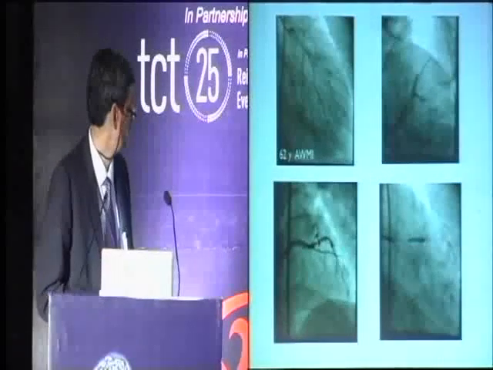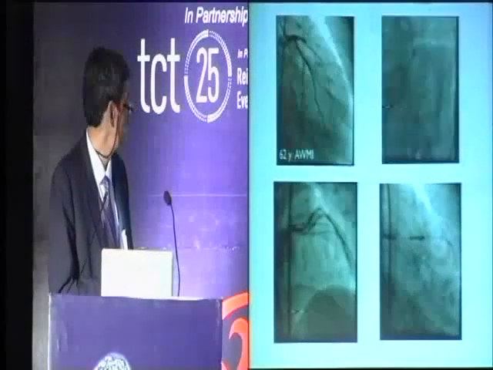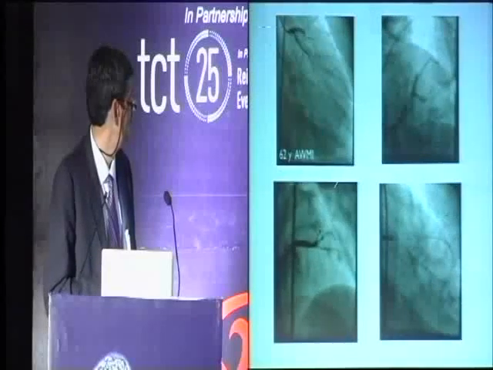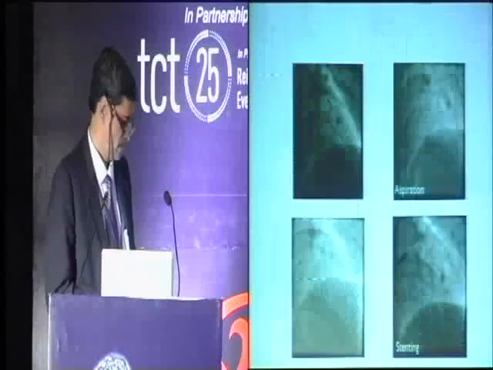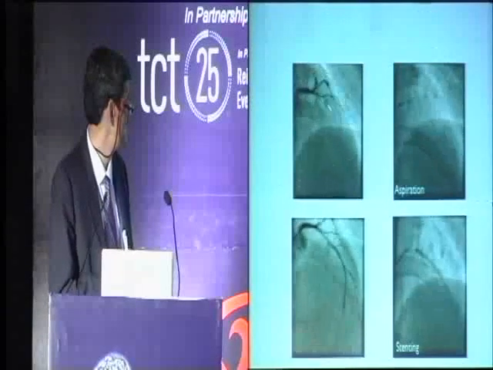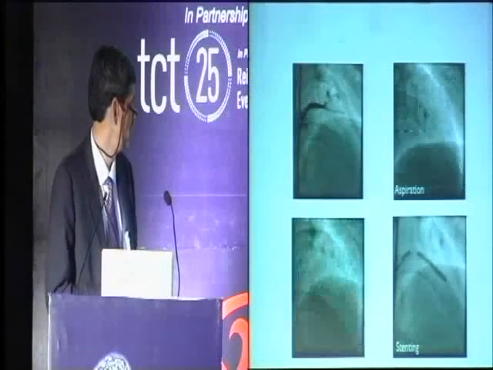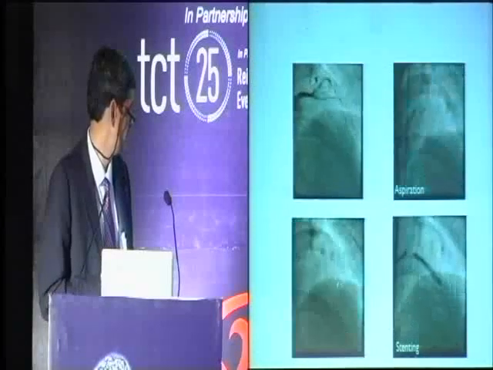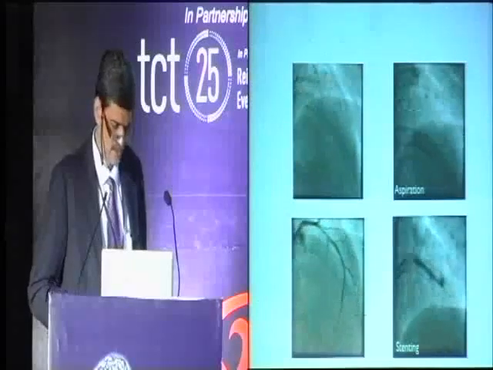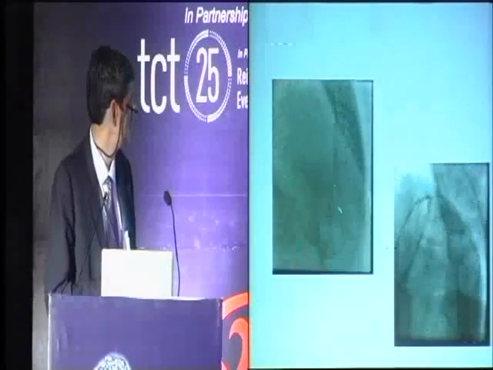Now this is an anterior wall MI. Again, you can see here that you pass a wire. This is balloon dilatation. After dilating, there is no flow, so you just thromboaspirate, and you can get fairly good flow, and then after stenting, the vessel looks pretty good.